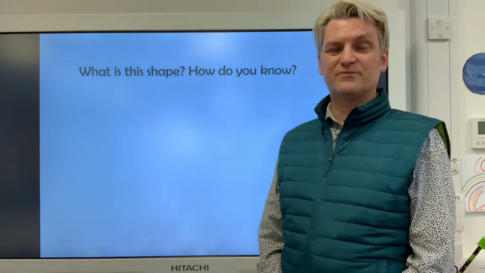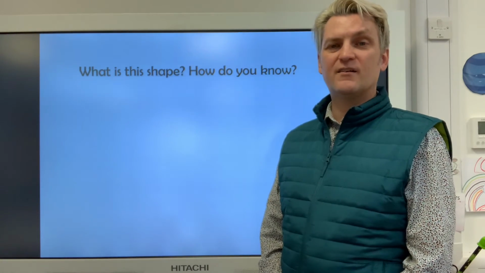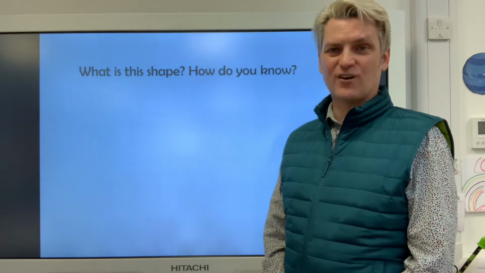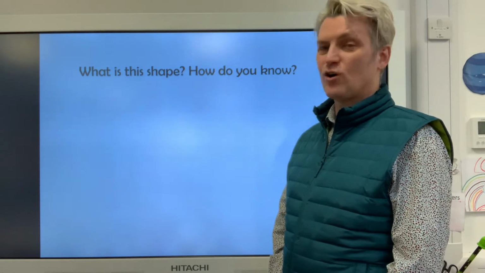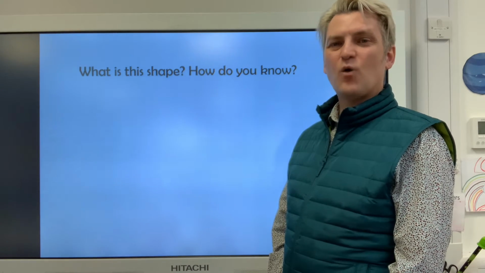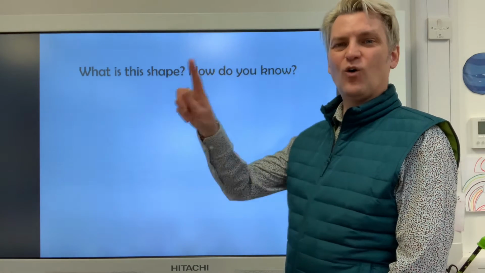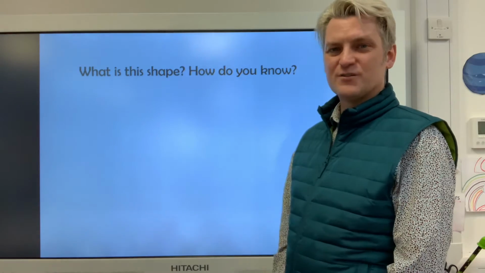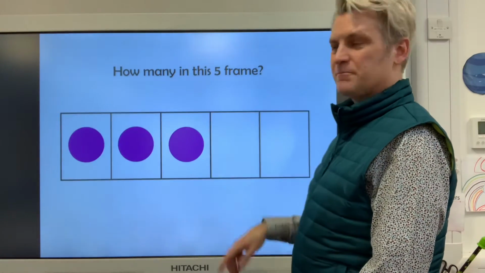And last shape, what's this one? It's gone. It's called a circle. That's right. And it has no corners. What about its sides? 1 curved side all the way around. Well done.